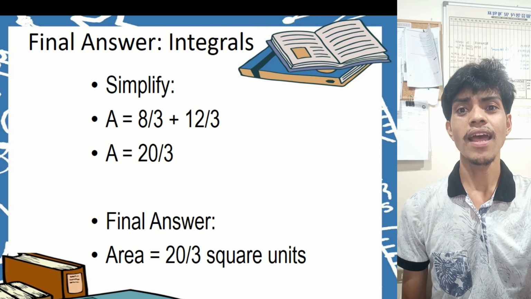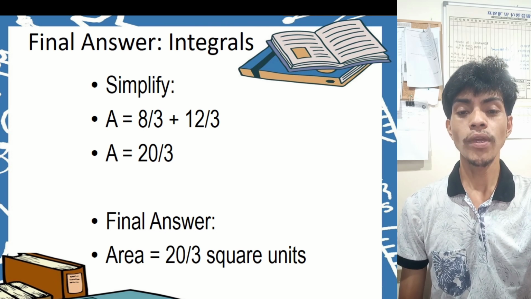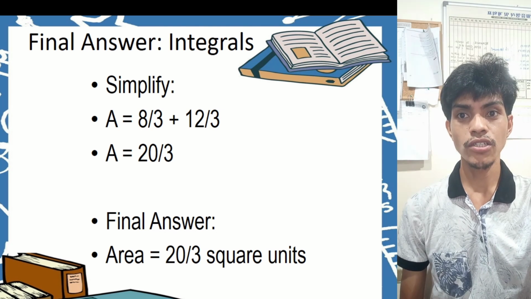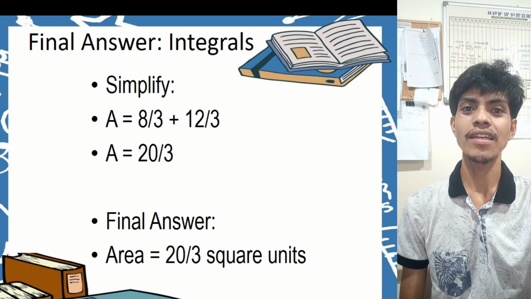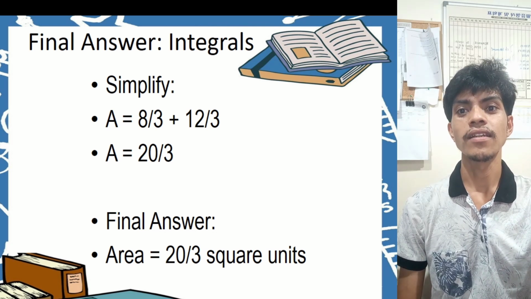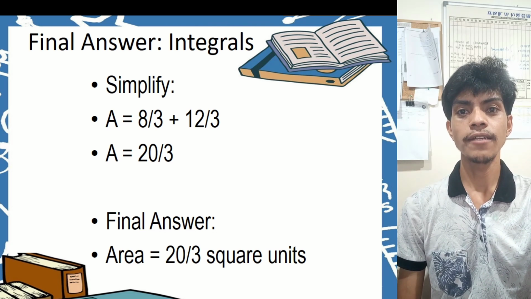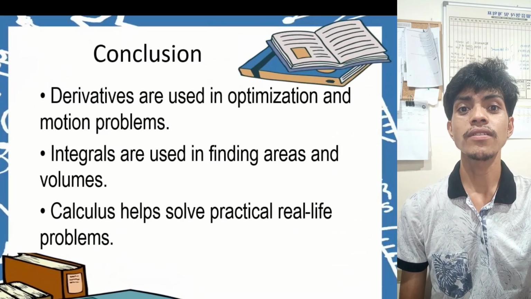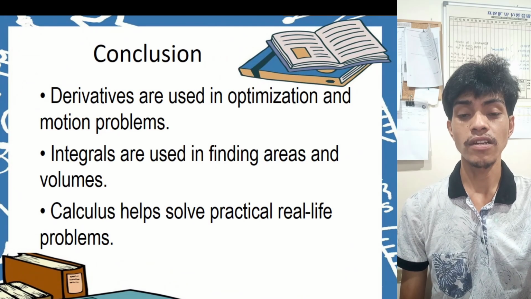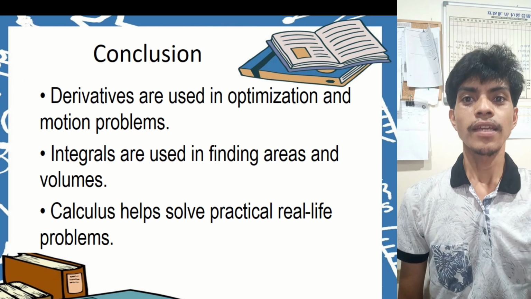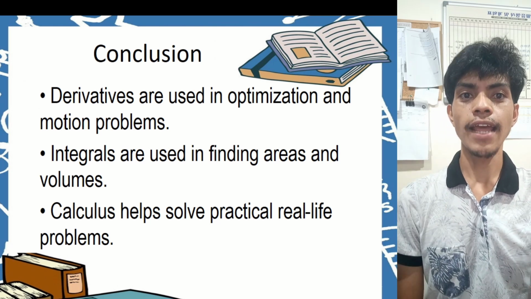So the area under the curve is 20 over 3 square units. In this problem, integration was used to determine the area under a curve. We wrote the definite integral, integrated the polynomial function, and applied the upper and lower limits to obtain the final area. In conclusion, derivatives and integrals are powerful mathematical tools used in solving practical and real-life problems.